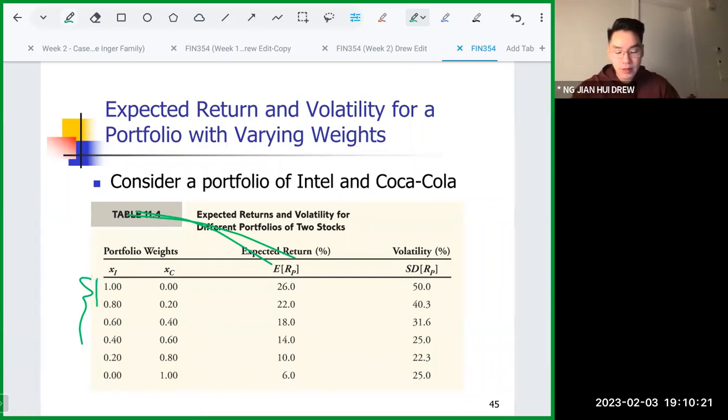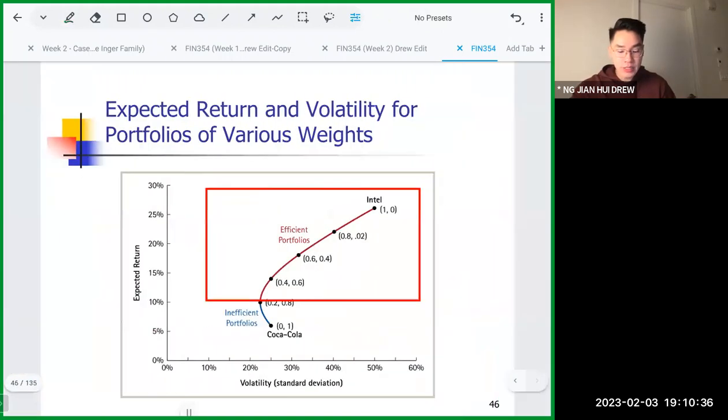So what we are trying to do now is, let's say we do different weights as shown here, and then we calculate the expected return and the volatility, and all this you should know how to calculate. All right. And then we plot this. This graph looks a bit complex, but don't worry, just take one step at a time. Look at expected return on the y-axis, and the volatility, measured by standard deviation, or the total risk, on the x-axis.